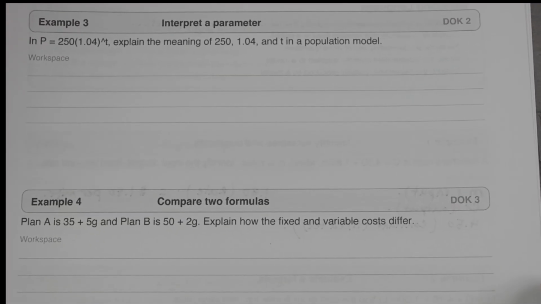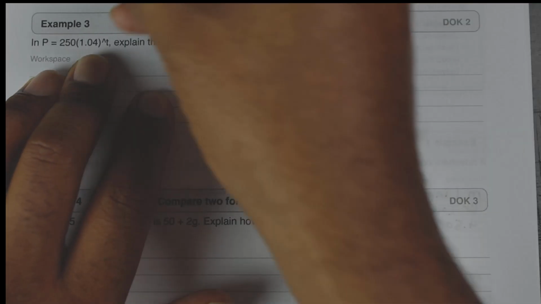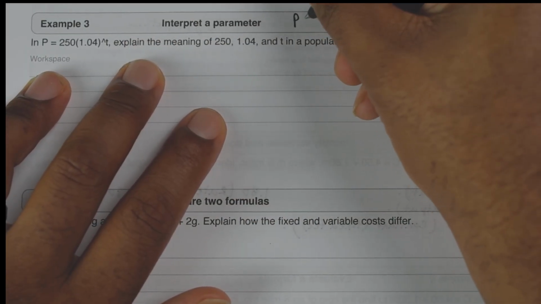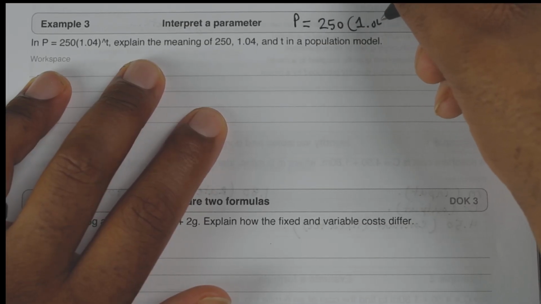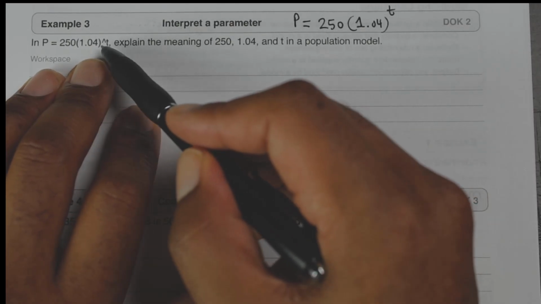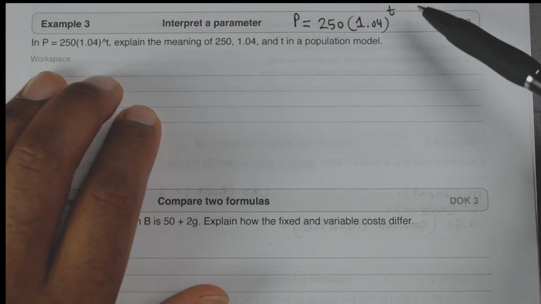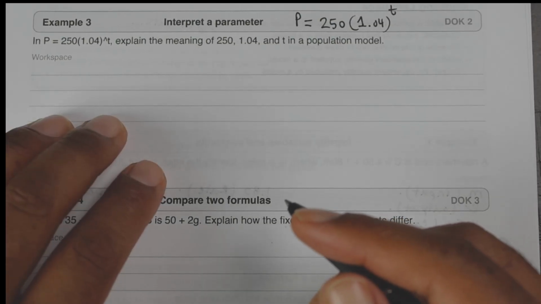Example number 3. In P equals 250 times 1.04 raised to the T, explain the meaning of 250, 1.04, and T in a population model. First of all, this didn't generate the way I would like it to. It's actually 250 parentheses 1.04 and then T as an exponent. Anytime you see this, it's basically computer language, the caret or shift 6 on your computer, showing you an exponent. So this is a population model. The number 250 is the initial population.